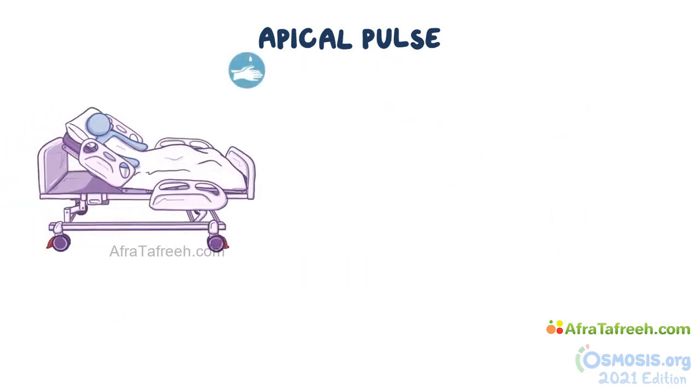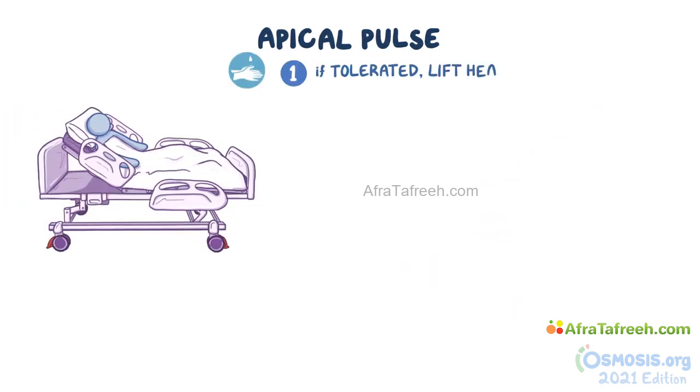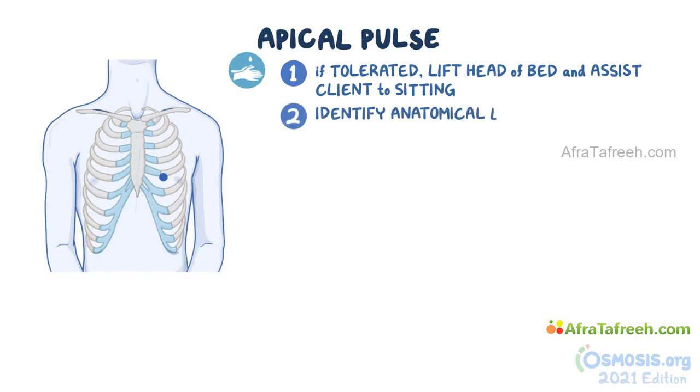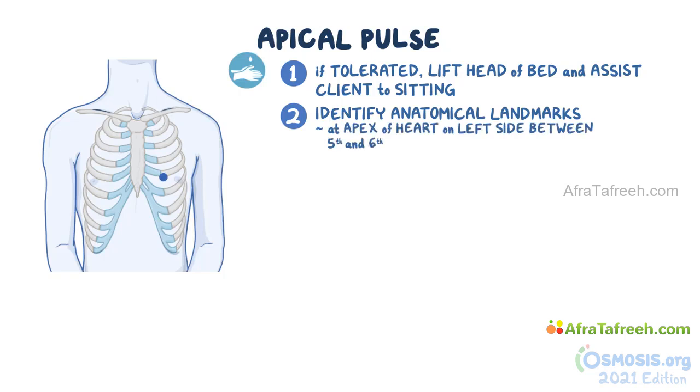So once again, start by practicing hand hygiene. If tolerated by the client, lift the head of the bed and assist the client to a sitting position. Adjust the client's clothing and use your fingers to identify anatomical landmarks that will help you locate the apical pulse. Find the apical pulse at the apex of the heart on the left side of the chest between the 5th and 6th ribs. That's usually just below the left nipple in biological males or under the breast in biological females.